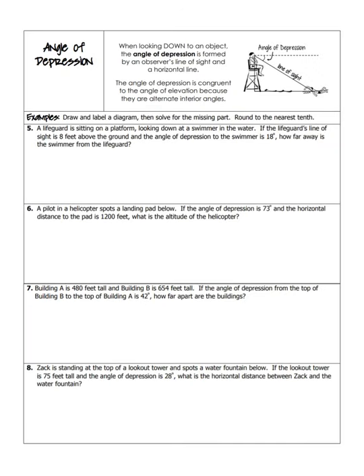Okay. So number 5 kind of goes along with the diagram that's drawn up here. We've got a lifeguard sitting on a platform looking down at a swimmer in the water. The lifeguard's line of sight, meaning his eyes, are 8 feet above the ground. And the angle of depression to the swimmer is 18 degrees. So let's draw this. He's swimming, I promise. He's not floating.